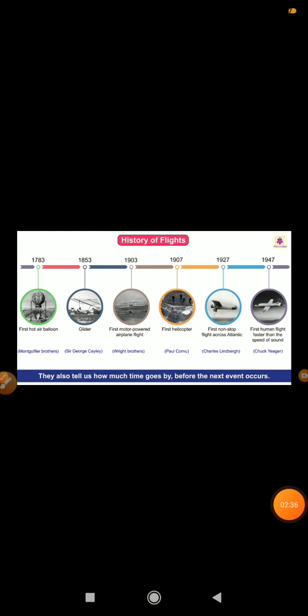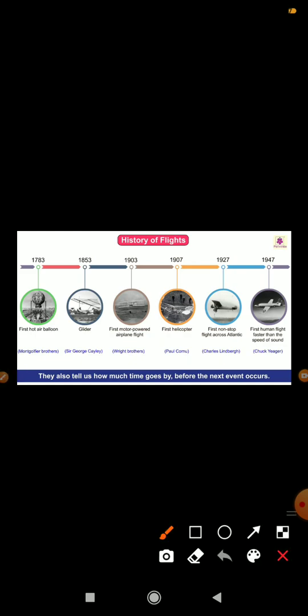In other words, we can also say a timeline is a record of the past. Historians have used a timeline to record the events. Timelines are important because they help us to keep track of important events. They also tell us how much time goes by before the next event occurs.